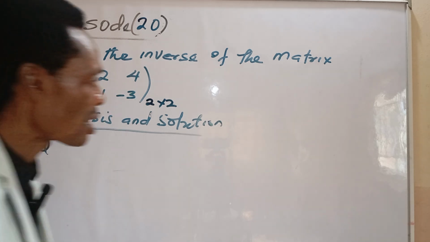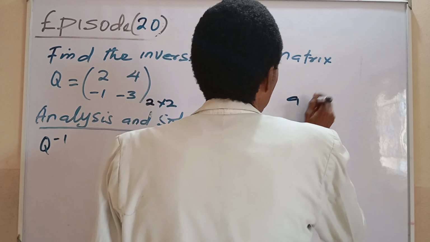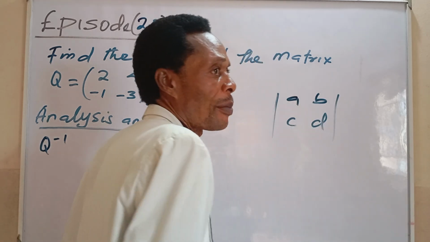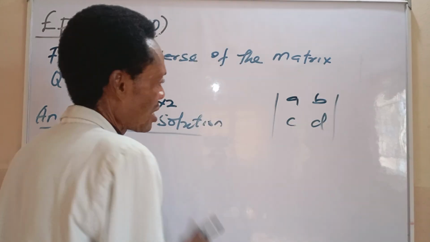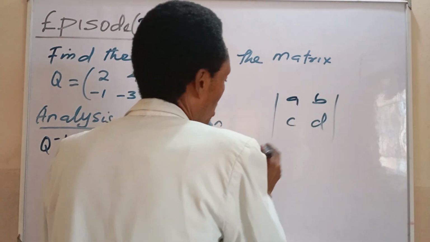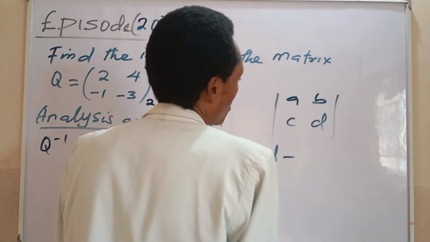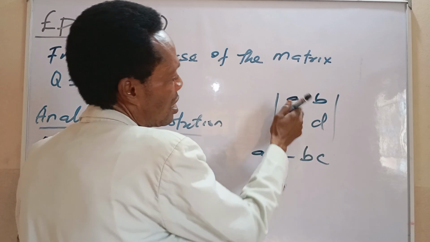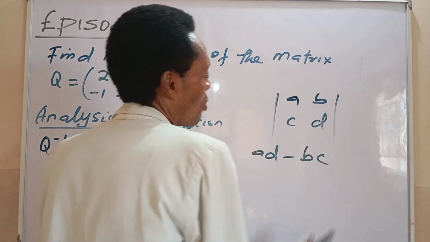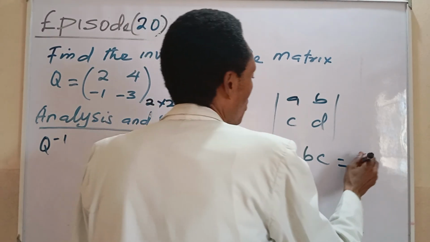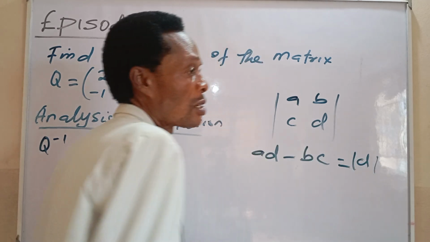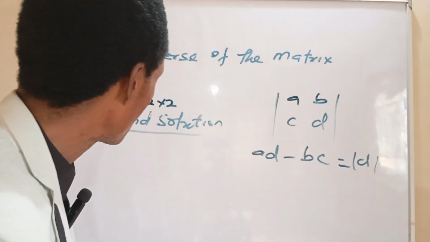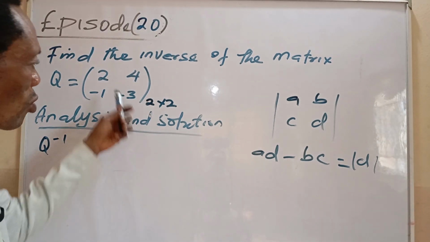What do I mean by determinant? Let's assume that you have A, B, C, D, a 2 by 2 matrix, and you are asked to find the determinant. You multiply D with A, so you have AD minus BC. That is how you get your determinant. That is how to find the determinant of a 2 by 2 matrix, so that is what we first of all do here.